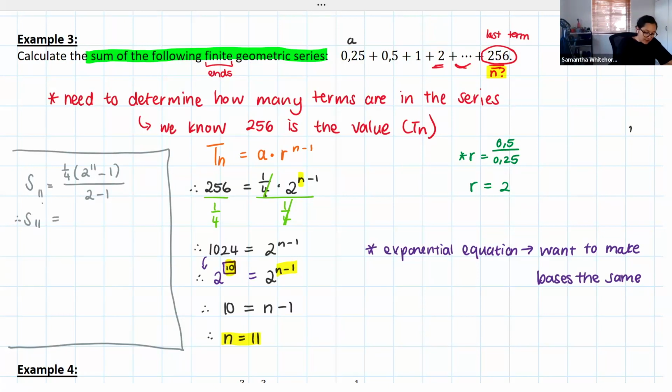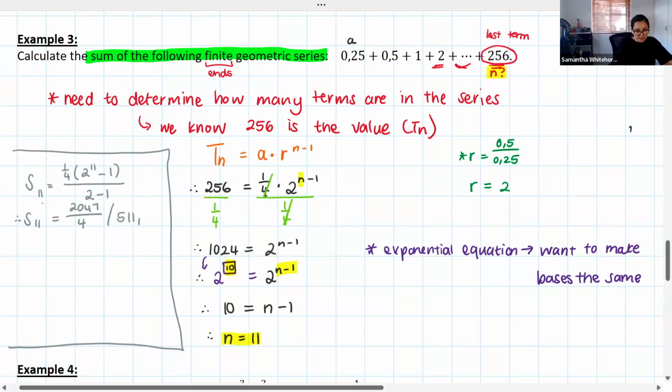Right, so guys, it is 2047 over 4, or 511,75. Remember, both of those are absolutely fine. Whichever you prefer, it is completely up to you. I would probably go decimal in this case, but whatever it is, you're going to get the mark either way, so don't stress yourself too much about it.